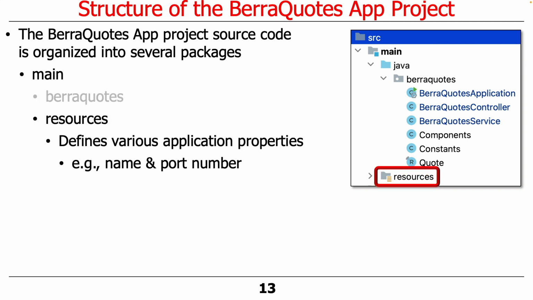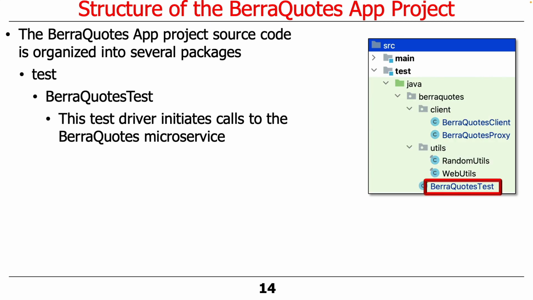Then we also have something called resources. This particular example has very simple resources. It just has the name, BerraQuotes service, and the port number that it's listening on for connections from clients. Later, we'll have much more interesting resources. And resources are basically non-code elements that are used by the parts that are the code parts.